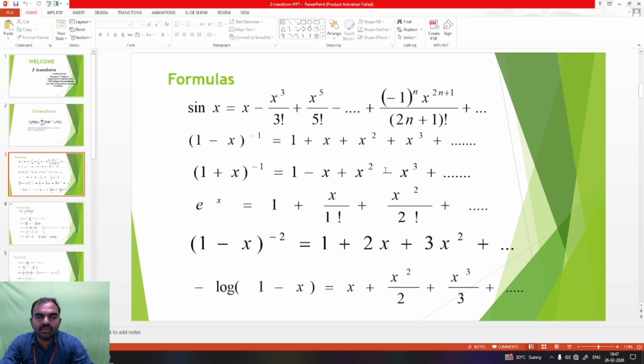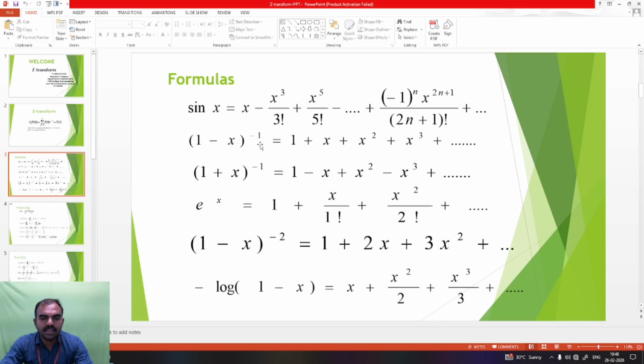Before that we need to know some formulas, some infinite series: sin x, cos x, 1 minus x power minus 1, 1 plus x power minus 1, like this. So sin x, if you are familiar with that formula, is x minus x cube by 3 factorial plus x power 5 by 5 factorial, and so on, minus 1 power n, x power 2n plus 1 by 2n plus 1 factorial. Then the cos x formula is 1 plus x square by 2 factorial plus x power 4 by 4 factorial, and it goes on. Now 1 minus x power minus 1.